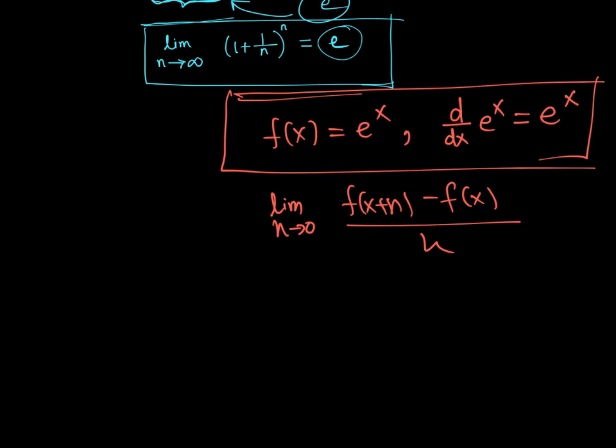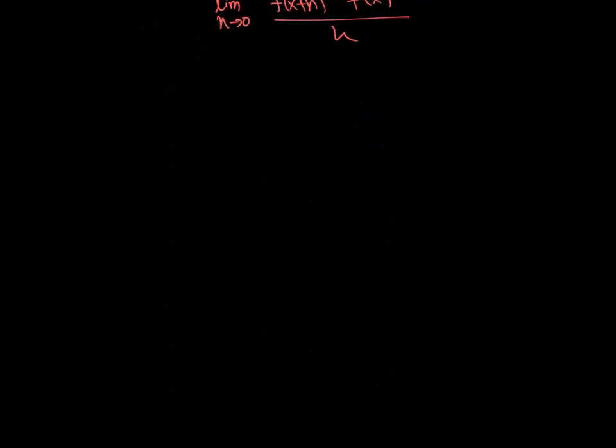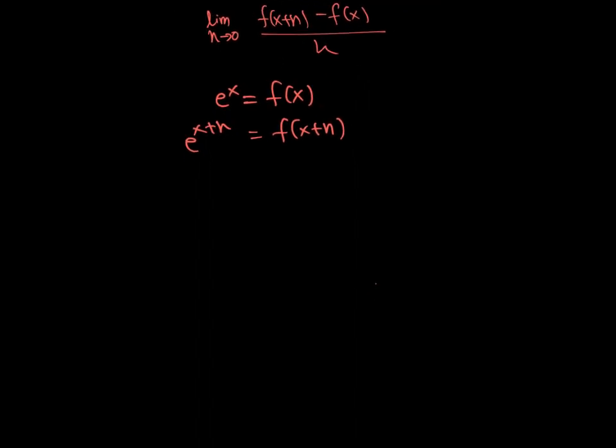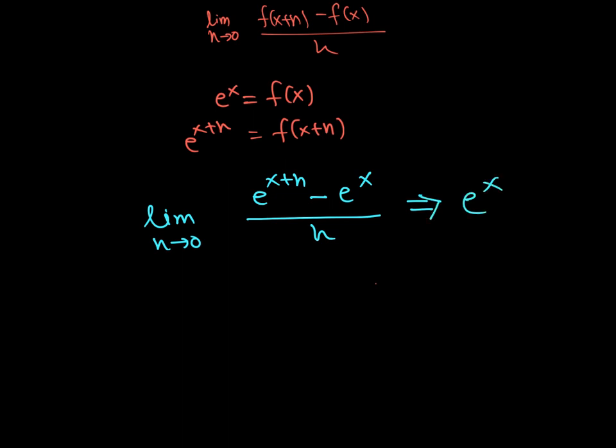So if I just show you this in shorthand notation, you would realize that e to the power x is equal to f of x, then f of x plus h would be e to the power x plus h. So if we put this in this formula, we will find that e to the power x plus h minus e to the power x divided by h, and we are going to take the limit as h tends to 0, and this should give us the answer e to the power x.